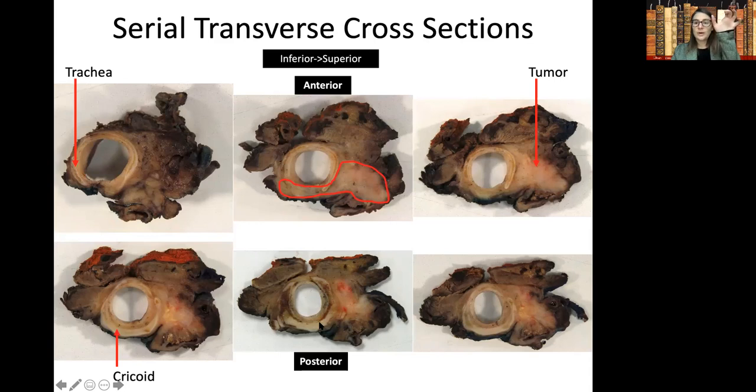We move forward, the cricoid cartilage starts to come around into a rim. And again, we sort of walk through the tumor inferiorly to superiorly. The bulk of it is sort of at the level of the trachea/lower cricoid.